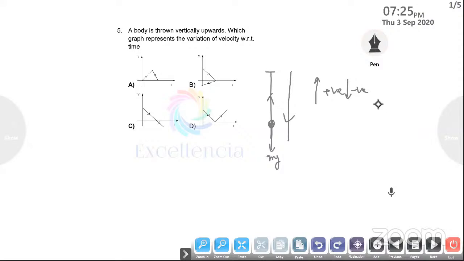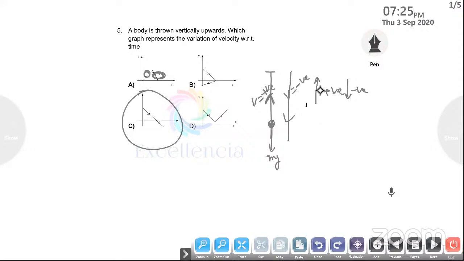Acceleration should be constant. If you look at the option A here, in this region and in this region, the slope is different, and I can say the acceleration is different, and velocity is positive here, and velocity is positive here also. But here we know when the particle is going up, velocity is positive. When it is coming down from maximum height, velocity is negative. So here, if you look at the option C, this is the option which satisfies that condition. That is, when the particle is going up, velocity is positive. When the particle is coming down, velocity is negative.